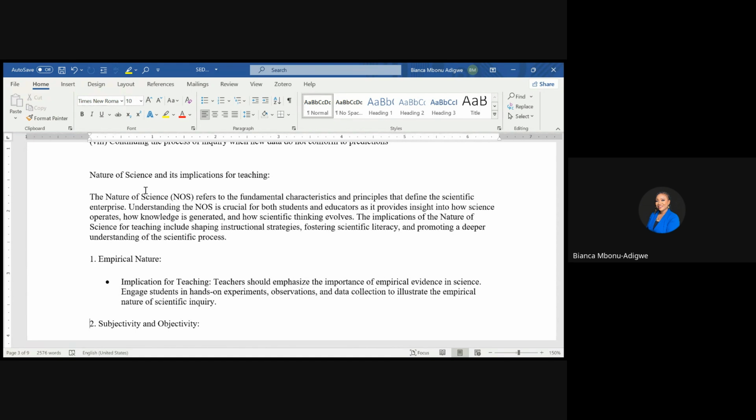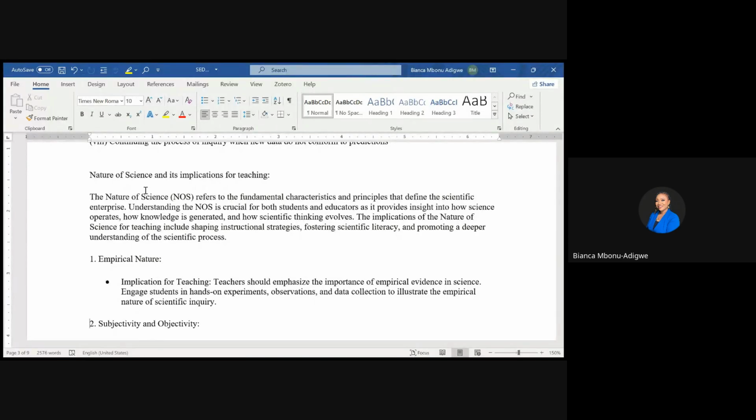Science needs evidence. Science brings evidence. So if that thing does not have evidence, it is not science. How does the empirical nature of science concern you as a teacher?